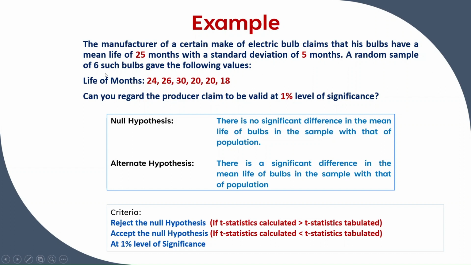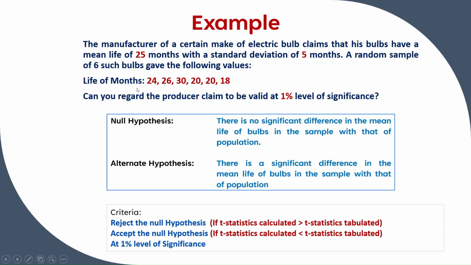A random sample of 6 such bulbs gave the following values, life in months: 24, 26, 30, 20, 20, 18. Can you regard the product claim to be valid at 1% level of significance? So this is our problem.